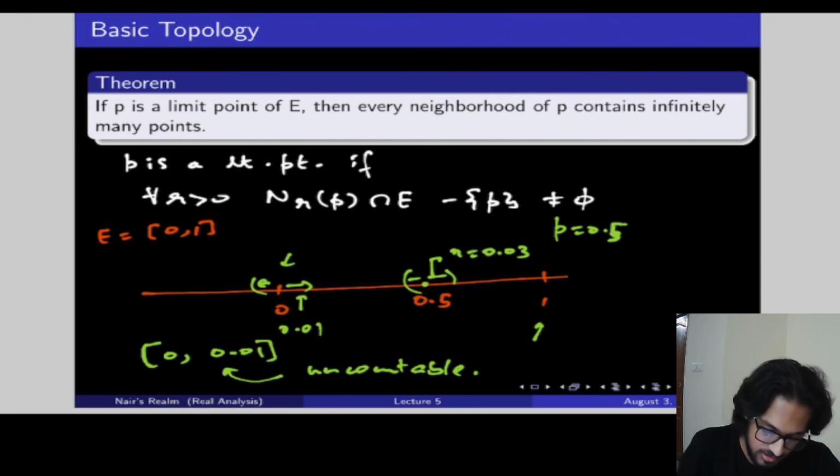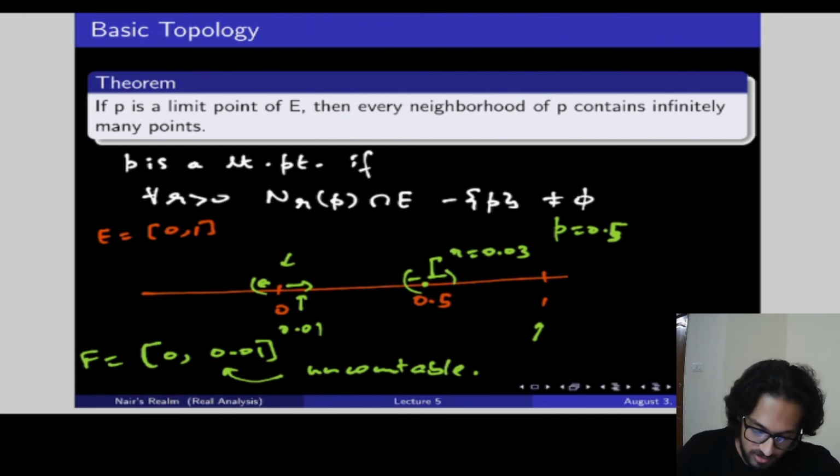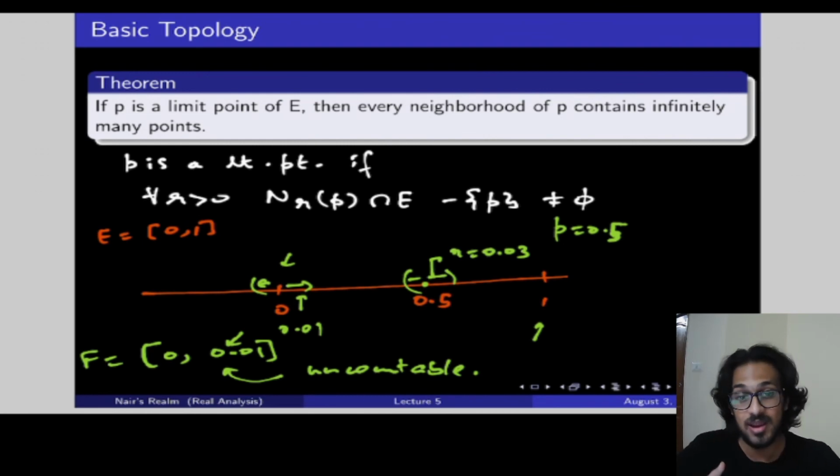All real numbers. Let's say this is some set F. If this were the set, we'd know that it's uncountable. That means it has infinitely many elements. So no matter what the radius is, if it's centered at 0, we know that there will be infinitely many points in that set. Correct? This is a very important theorem, and you will understand why it is important as we start dealing with sequences. This will serve you very well once we start sequences and series in the coming lectures.